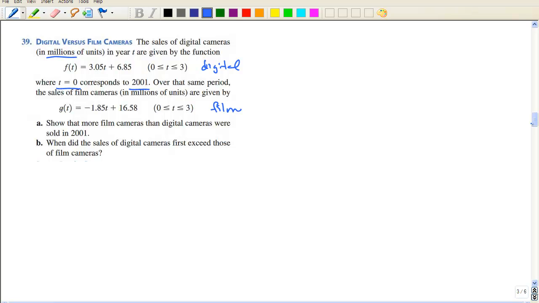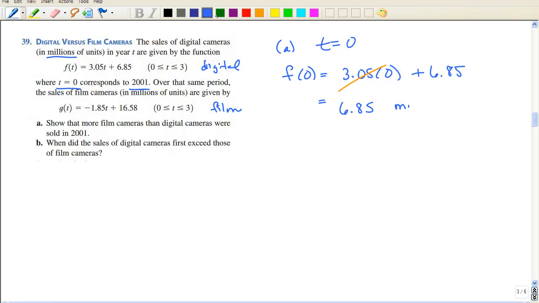So part A asks us to show that more film cameras than digital cameras were sold in 2001. So that means T is 0. So I'm just going to evaluate both functions when T is 0. And again, the math is pretty easy because you're multiplying by 0. And so we have 6.85 million digital cameras sold in 2001. And so let's look at the film cameras.